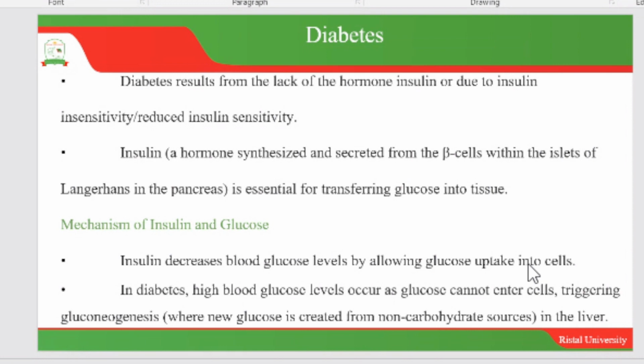Because of the fact that this happens, you will realize that the person will end up with a lot of ketone bodies in the body, as we shall see as we continue in this. So gluconeogenesis normally actually takes place in the liver.